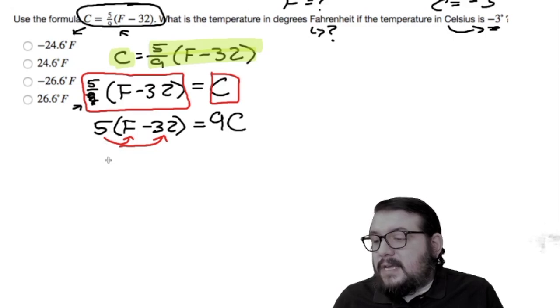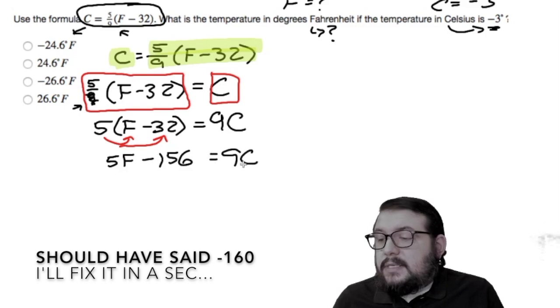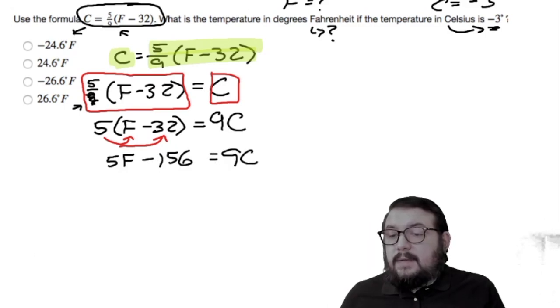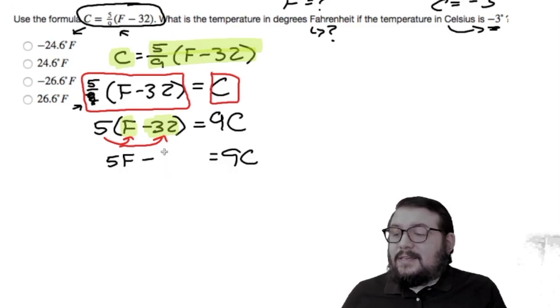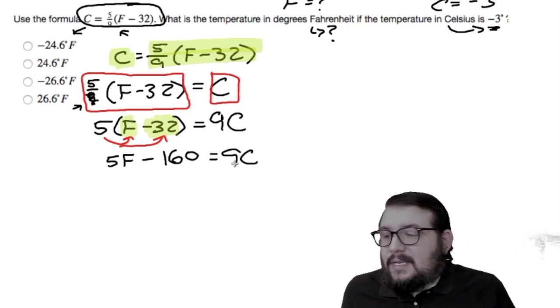Okay, so 5 times f makes 5f. And 5 times -32 makes 156. And that equals 9c. The first term in there had to multiply with that 5. That was that f. And when it multiplied with 5, it became 5f. And then I multiplied the second term, which was that -32. Well, a positive and a negative made me a negative. And 5 times 32 is 150. Whoa, 156. No, that's wrong. It's 160. Pardon me. Okay, so 5f minus 160 equals 9c.